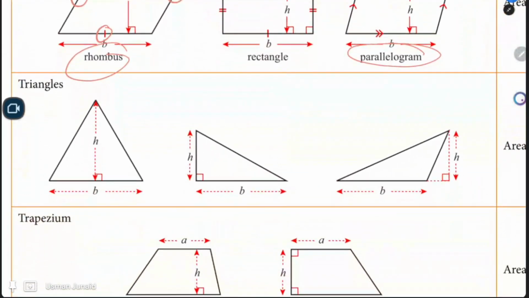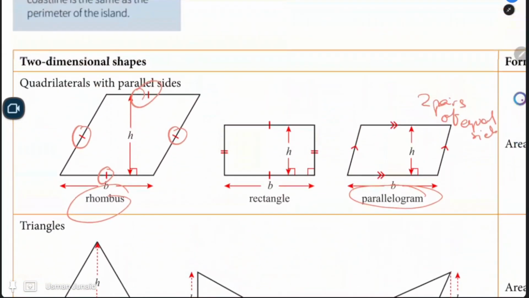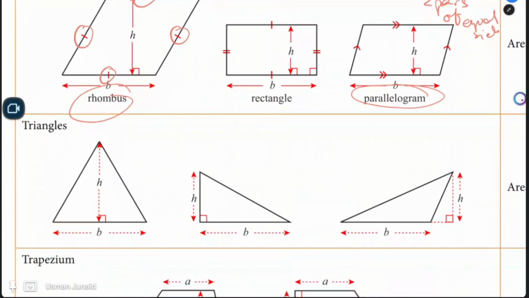In a rectangle, all sides are not equal. You again have two pairs of equal sides. In triangles, you have different types of triangles. This is a right angle triangle. This is probably an isosceles, right? Yes, sir. Because these two sides look equal. And then this is probably a scalene type of triangle, right?